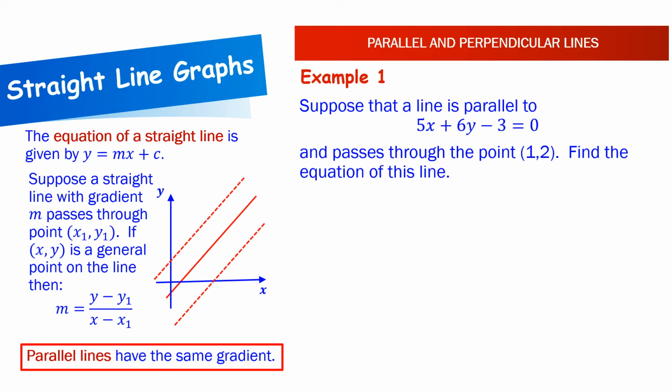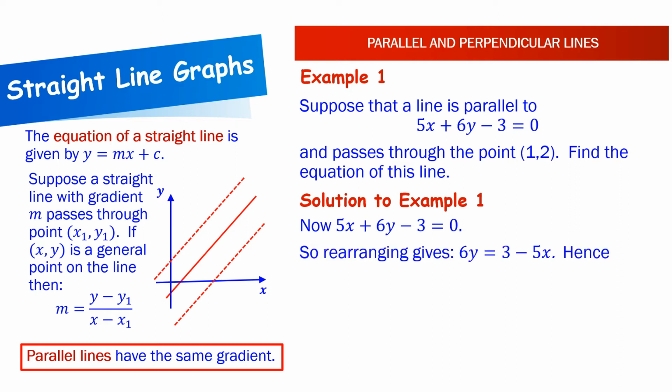Suppose that a line is parallel to 5x plus 6y minus 3 equals 0 and passes through the point (1, 2). Find the equation of this line. So let's solve this. Now the equation of the line is 5x plus 6y minus 3 equals 0. So rearranging gives 6y equals 3 minus 5x. We're trying to isolate the y. And then dividing through by 6 gives y equals a half minus 5/6 x. Notice that minus 5/6 is the gradient.